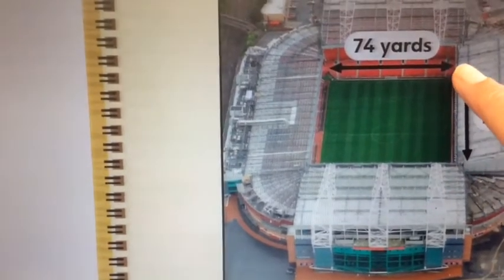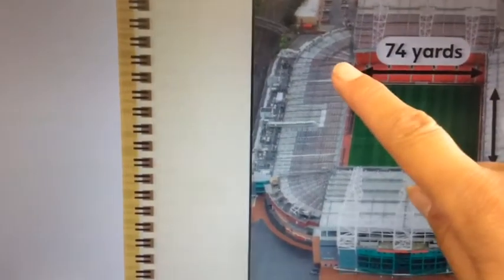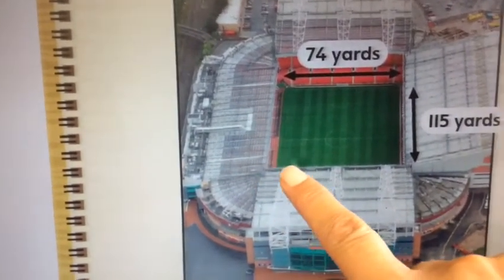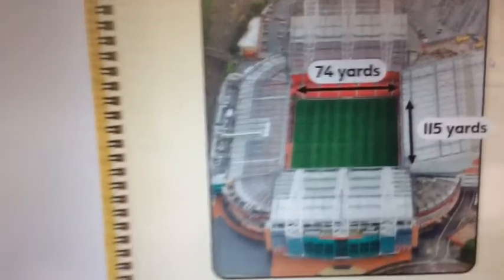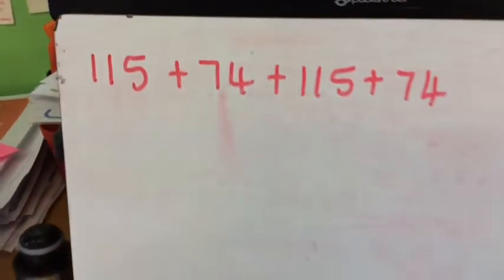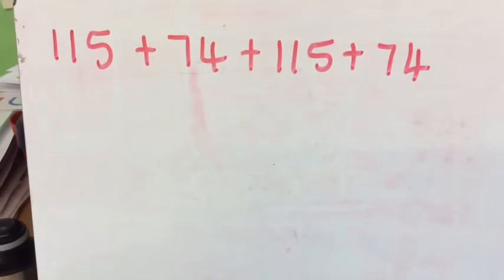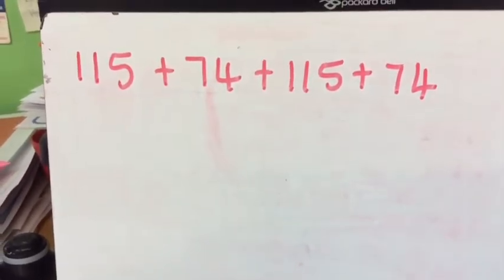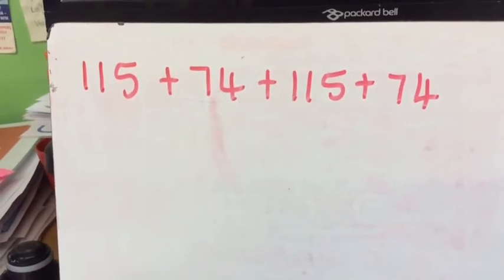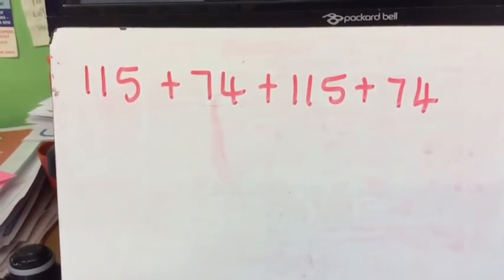To work out the perimeter, you could think about starting here. You'd walk 115 yards, then 74 yards, another 115 yards, and finally your 74 yards to get back to where you started. And your addition sum would be this, wouldn't it? But my brain's going, that's tricky, that's going to take a while. Can you think of something that would make it much easier to work out?